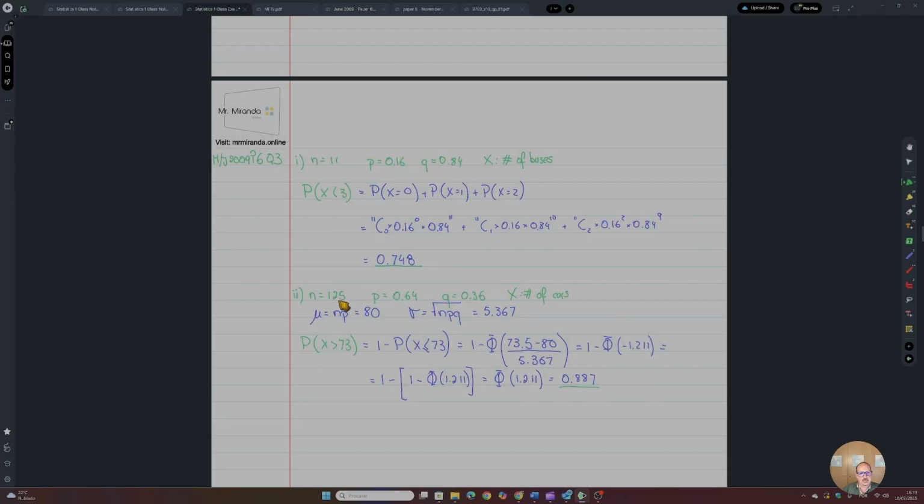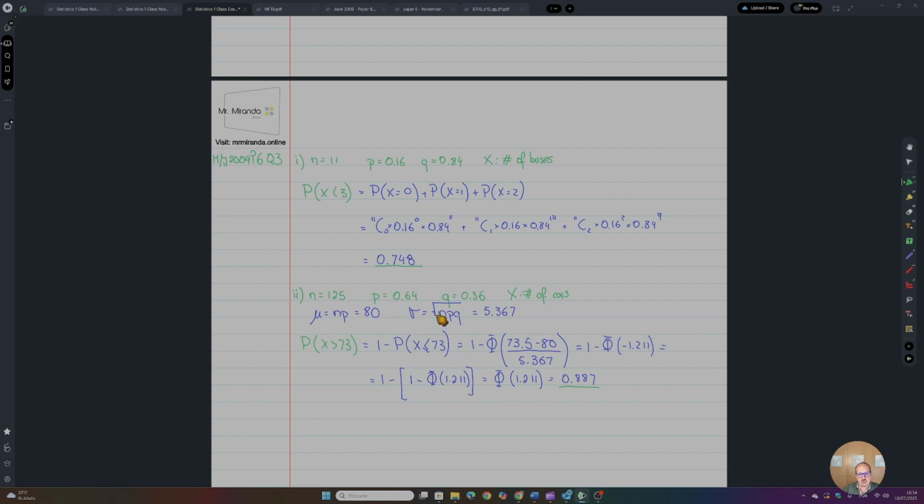You know that the mean is given by np. Now you are no longer looking for the number of buses. You are looking for the number of vehicles that are cars, so the random variable changes. The probability is 0.64 for cars, which means 0.36 for anything that is not a car. The mean, np, equals 80, more than appropriate to use the normal distribution.